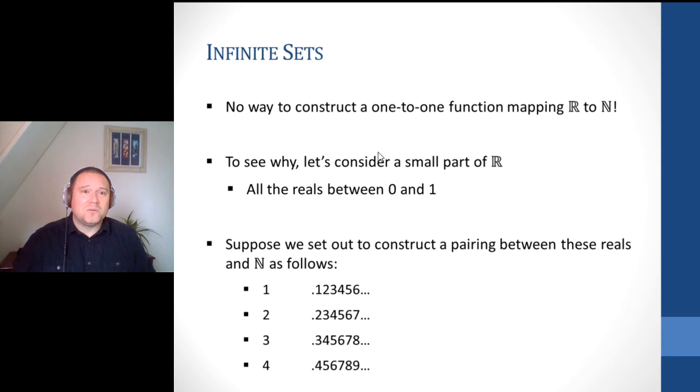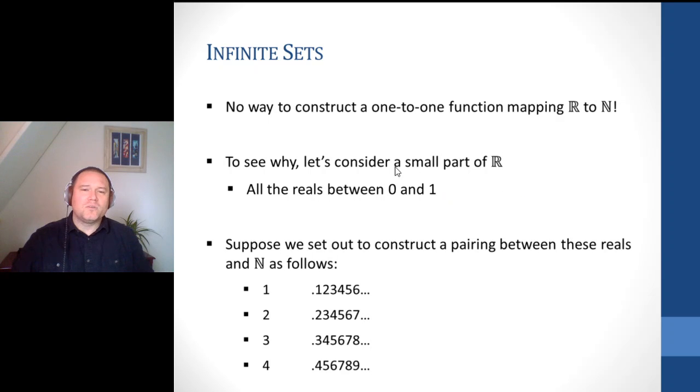But here's the really cool thing. There's no way to construct a one-to-one mapping from the reals, R, to N. And to see why, let's consider just a small part of what we have in the reals. All we're going to do is consider the reals between 0 and 1. Remember, there's a whole lot more. There's all the reals between 1 and 2, and all the ones between 0 and 8 billion. There's a whole lot of reals.